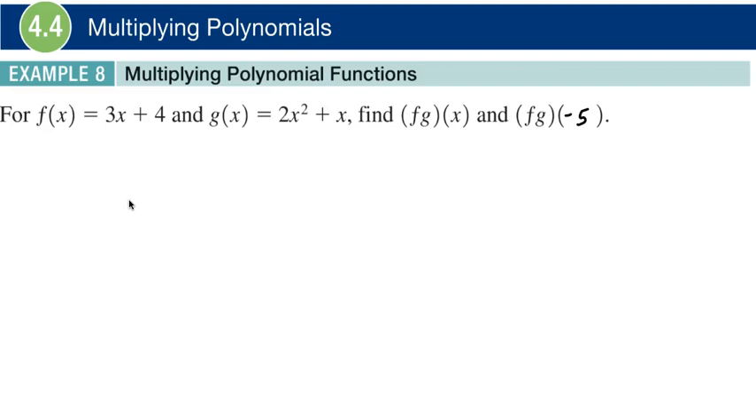Alrighty, example number 8, multiplying polynomial functions. So check this out here. We are given the function f of x equals 3x plus 4. And we're also given g of x, 2x squared plus x. And we want to find the product of f times g. And so the way that this is stated is the product of f of x times g of x. Okay, that's what we're doing here.